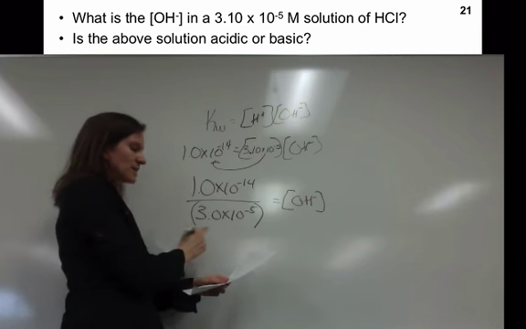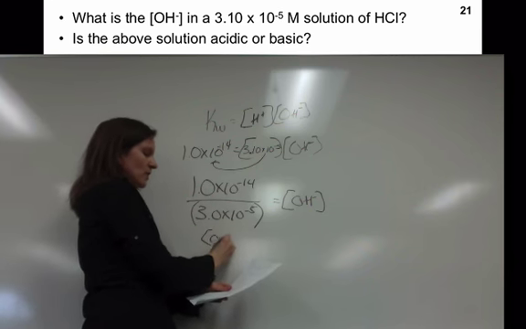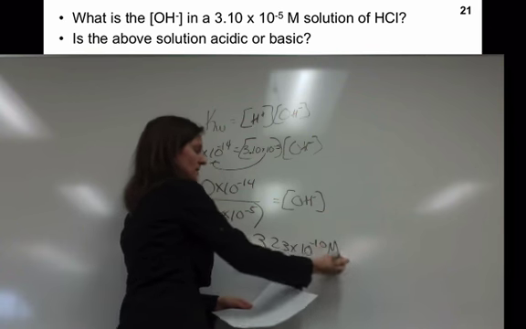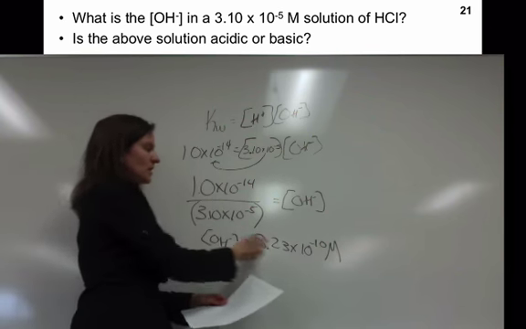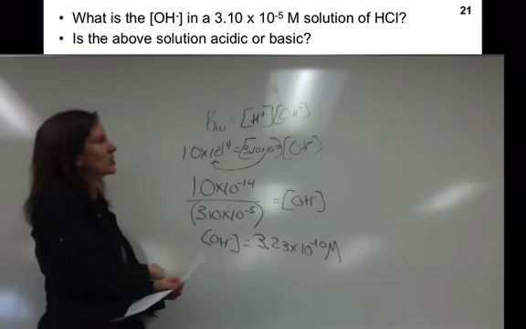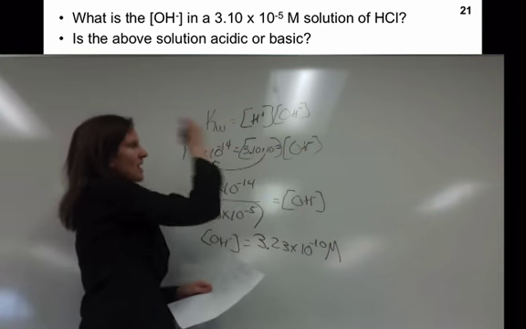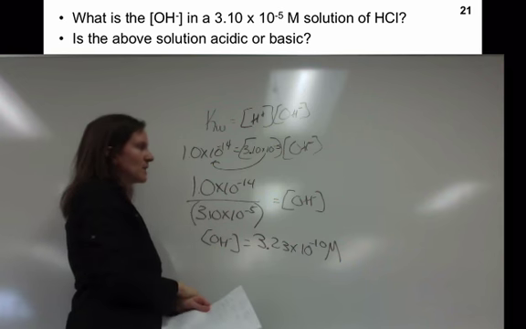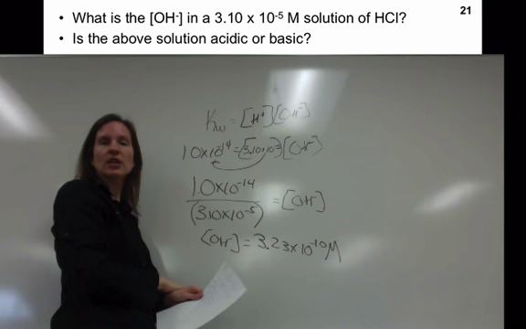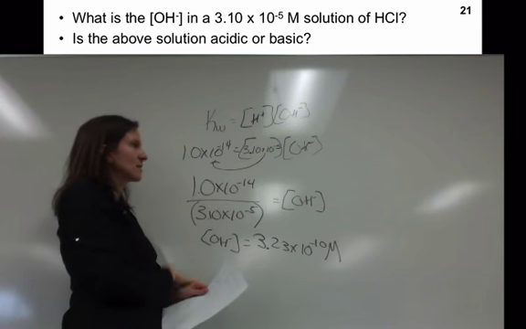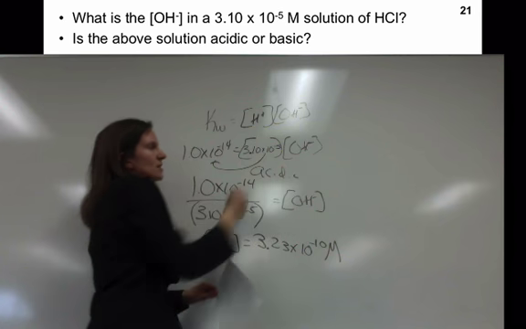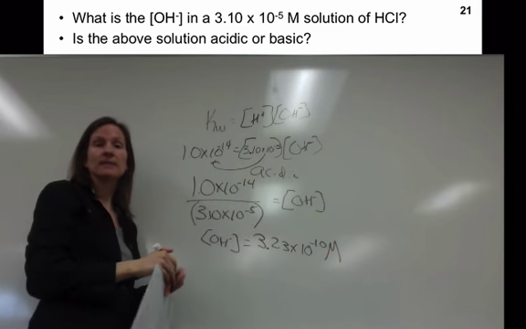So when I solve this, I get the concentration of OH- is 3.23 times 10 to the negative 10, and that's a concentration. Now the second question, is this solution acidic or basic? You can look at your numbers now. So I have 10 to the negative 5 acid, and I have 10 to the negative 10 base. Whatever number is bigger tells you what the solution is. So since 10 to the negative 5 is a bigger concentration, I have more acid in solution than I have base. So the solution is acidic.